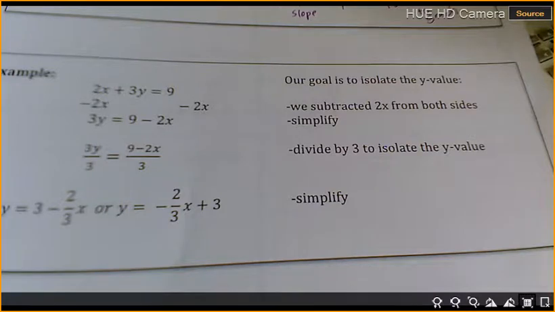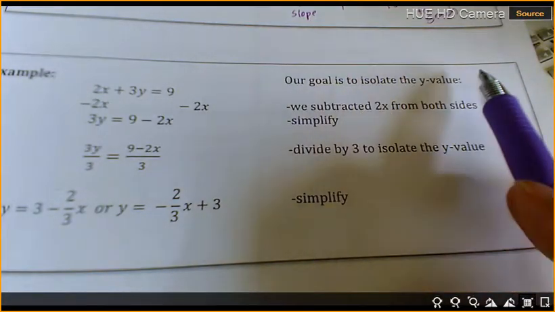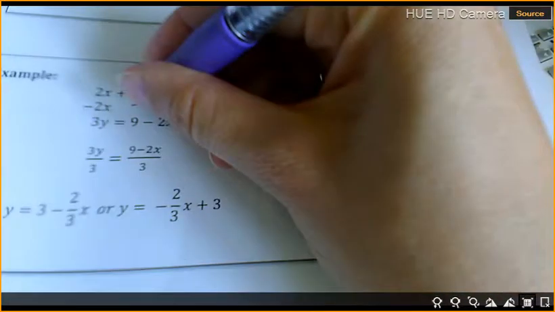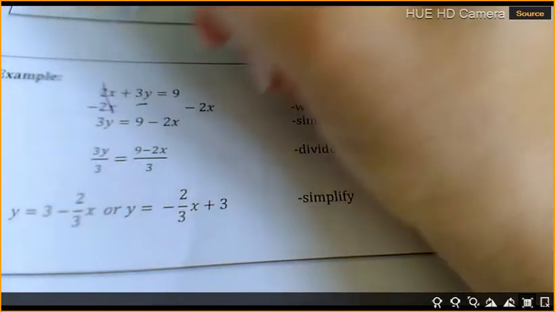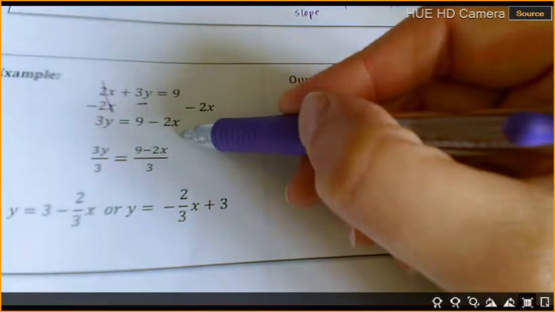All right. So 2x plus 3y equals 9. This is an example. Examples are nice because we can turn back to it and go, I don't remember how to do this. What do we do? Our goal is to isolate the y value. The y value is right here. So it's like reverse order of operations. First, I get rid of anything that is added or subtracted to y. That would be 2x. So I subtract 2x from both sides. This cancels, but then the 2x comes to the other side of the equal sign.